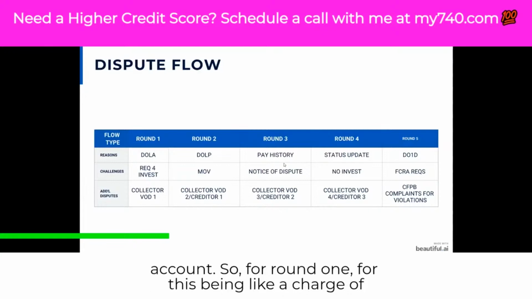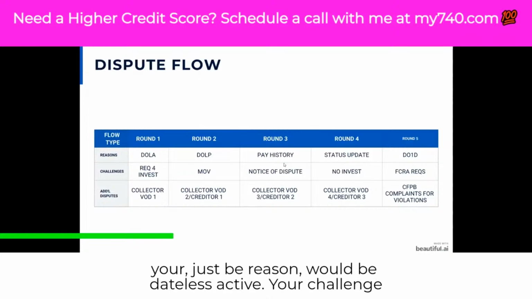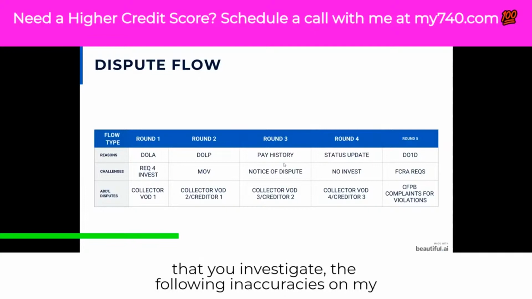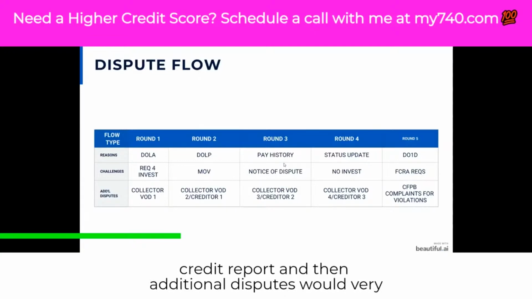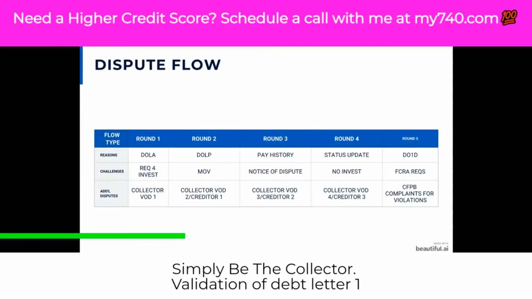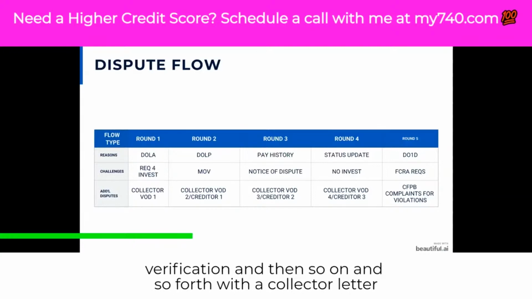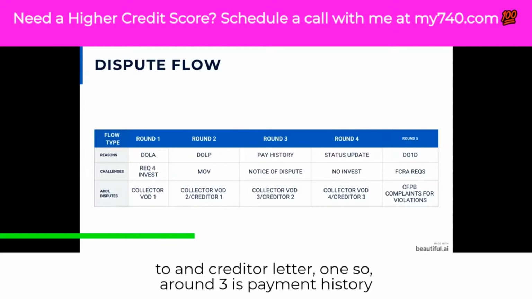So for round 1, if we're disputing like a charge off, your dispute reason would be date last active. Your challenge would be a request for investigation. I'm requesting that you investigate the following inaccuracies on my credit report. And then additional disputes would very simply be the collector validation of debt, letter 1. Round 2 would be date of last payment, challenge, method of verification, and then so on and so forth with collector, letter 2, and creditor, letter 1.